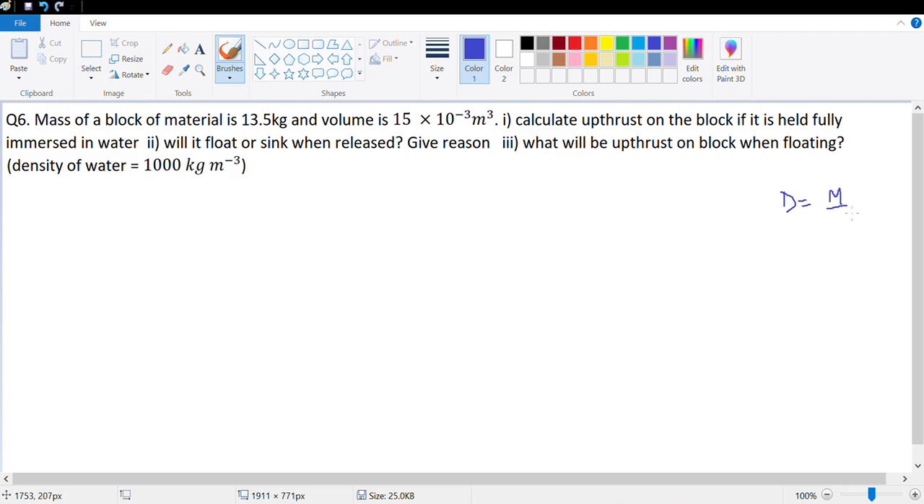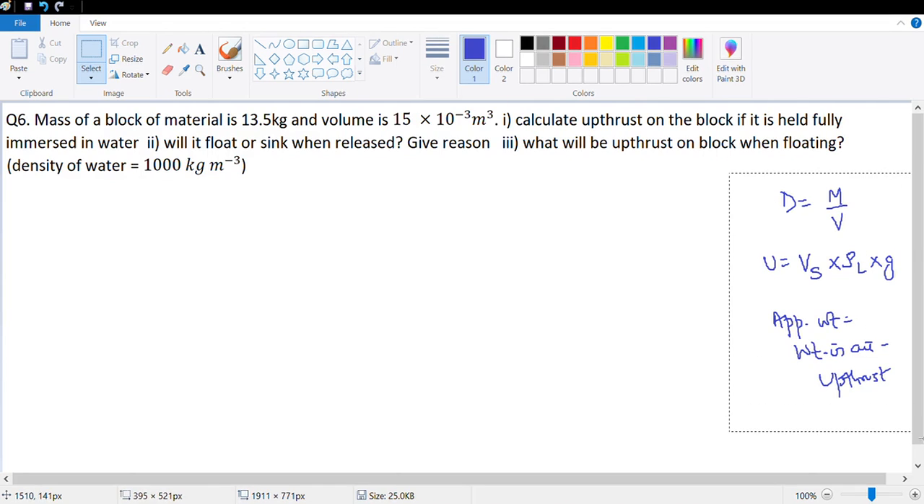Density is equal to mass upon volume. Upthrust is equal to volume of the solid which is under the liquid, multiplied with density of liquid, multiplied with gravity. And the last one was apparent weight, which will be equal to weight in air minus the upthrust. So these are the basic formulas that we need to use in this exercise.